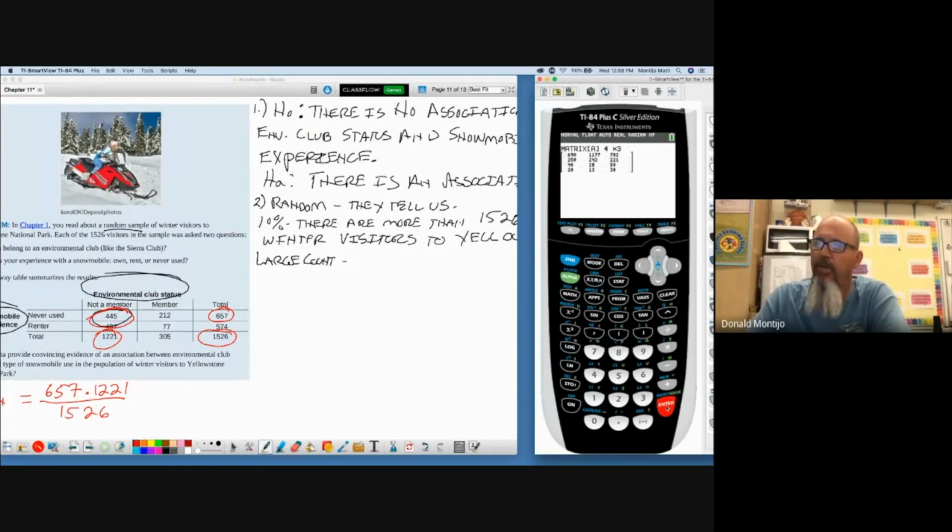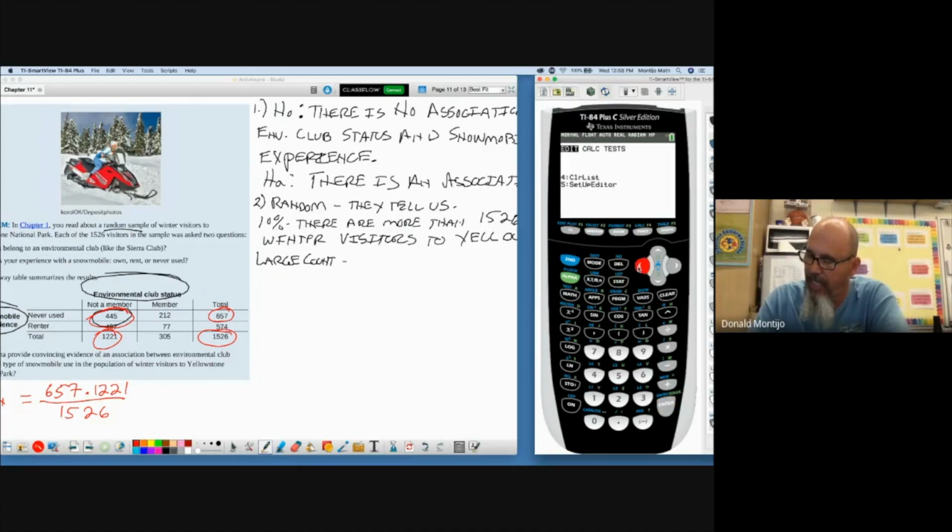What kind of matrix do I have? Oh, this is a 2 by 2. All right, cool. Put the numbers in. 445 goes in the first cell, 212 into the second cell, 497 into the third cell, and 77. Cool. I got my matrix populated. Now I'm ready to run my test.